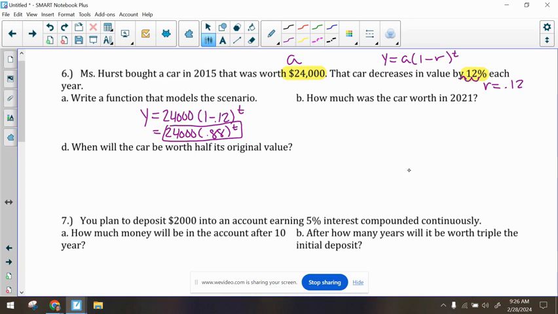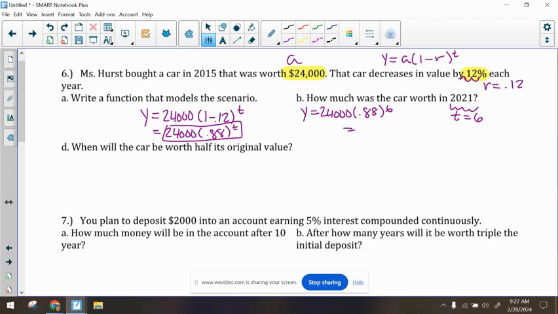Question B, how much was the car worth in 2021? So if we're starting at 2015 and we want to know what 2021 is, that would be when t is equal to 6. So I'm going to take 6, put in for t. So y equals 24,000 times 0.88 to the 6. This is just a plug it in type problem.